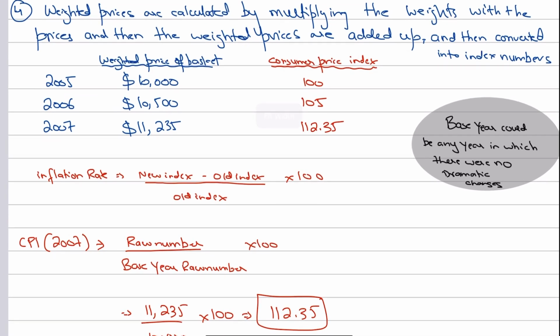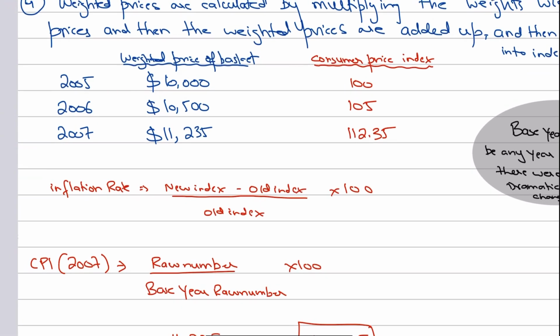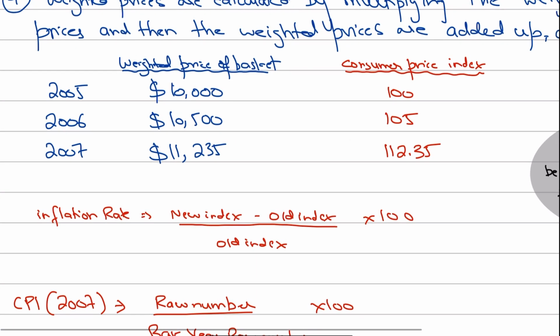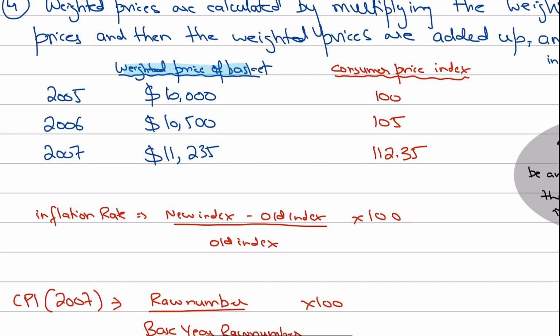So if you see over here, I've given an example as well. Let's say that once you add up the entire basket of goods and services and all the weighted prices, the weighted prices added up in 2005 are 10,000. Let's say in 2006 it is 10,500, and in 2007 they are 11,235, right? So I've given imaginary numbers to it. And let's say that 2005 we are taking as the base year. So the consumer price index would always be 100.